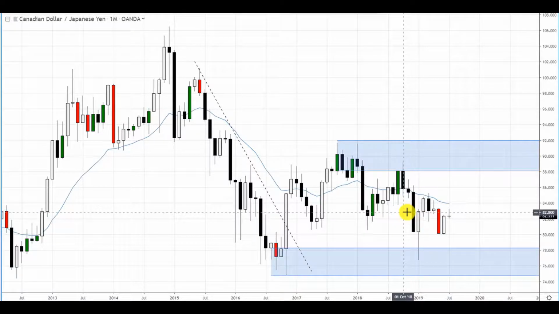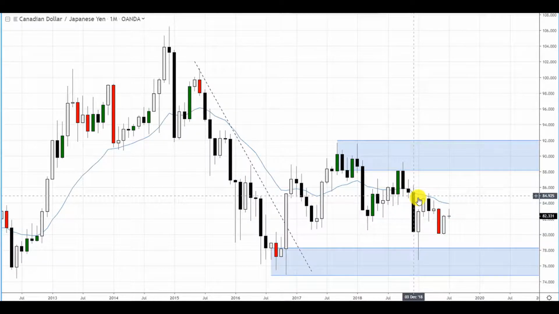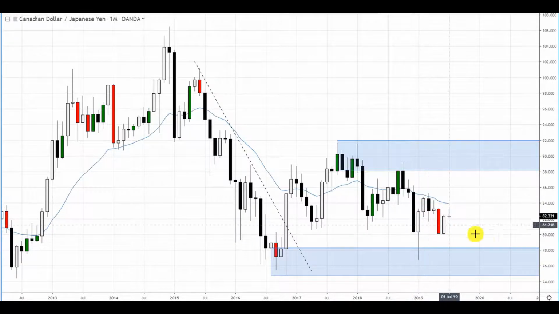But currently price is consolidating in this area in between this monthly demand zone and this blue EMA line. So price is consolidating, but demand is in control.